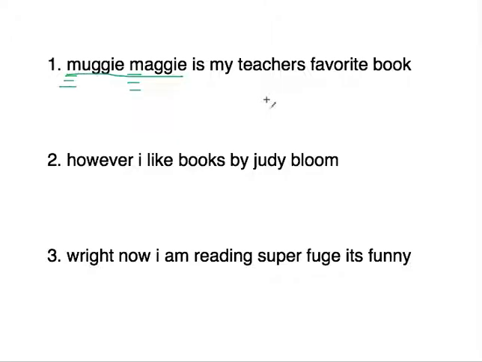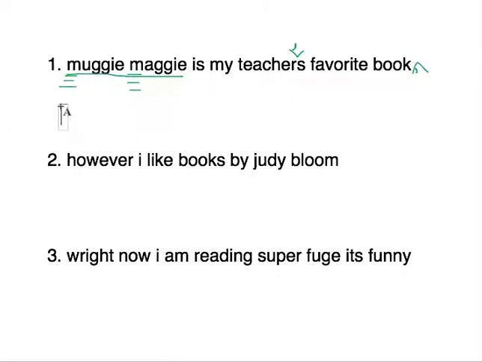So the next thing I'm going to do is go on into my punctuation. Well, this is a sentence, so I need to put a period at the end. So I'm going to add a period right there. And then the book belongs to my teacher. So it's my teacher's favorite book. So what that means is I need to show it's a possessive and I need to add in my apostrophe because it's my teacher's favorite book. So that looks like all of the edits that I need to make to this sentence.